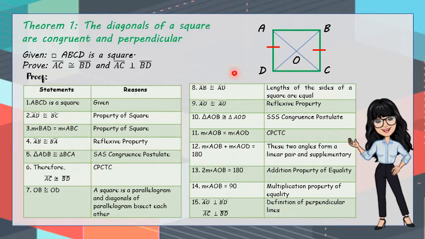Now, AD is congruent to BC. So this side of this triangle is congruent to this side of this triangle. That's the property of a square. All sides are congruent. Measure angle BAD. Where is BAD? This one above. Measure angle BAD is congruent to measure angle ABC. So this one is congruent to this one.